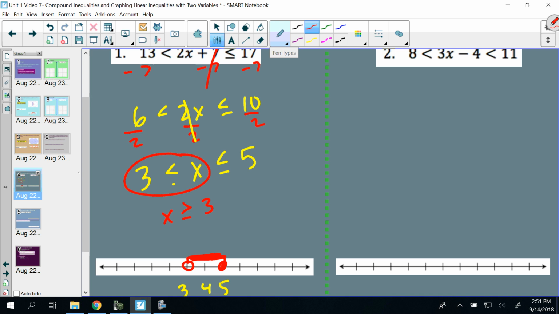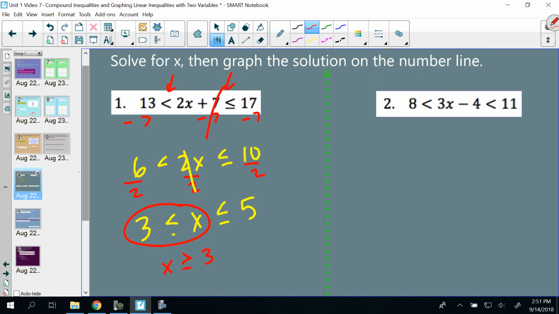The one next to it, number 2. Why don't you pause the video and try that one out? All right, let's see what you got. First step, looks like you should have added 4 to everything, so that'd be 15, and the other one is 12. Now divide everything by 3. We're dividing by a positive, so we don't want to switch the sign, so dividing by 3 makes us 5 and 4.